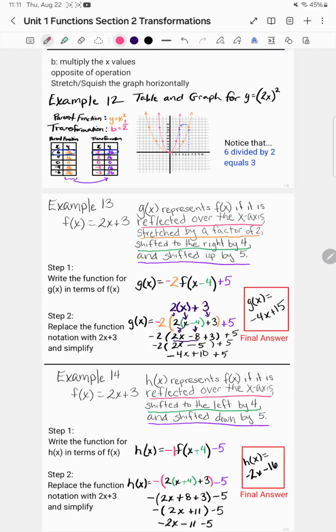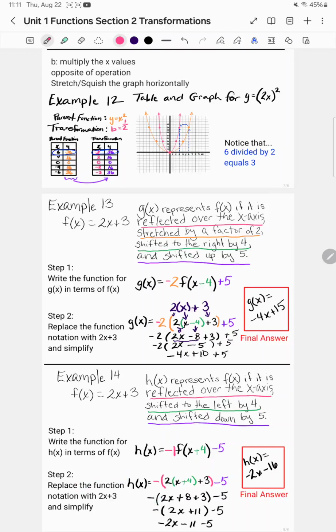Then you see that shifted to the left by 4. Left goes in the negative direction, but h is opposite, so we write +4. Then shifted down by 5, so now we've got subtracting 5 here. So that is h of x in terms of f of x. That's potentially an answer to a question you'll probably see.